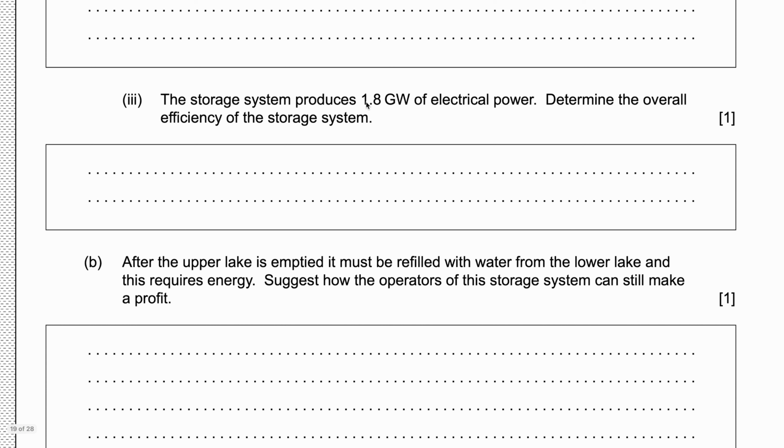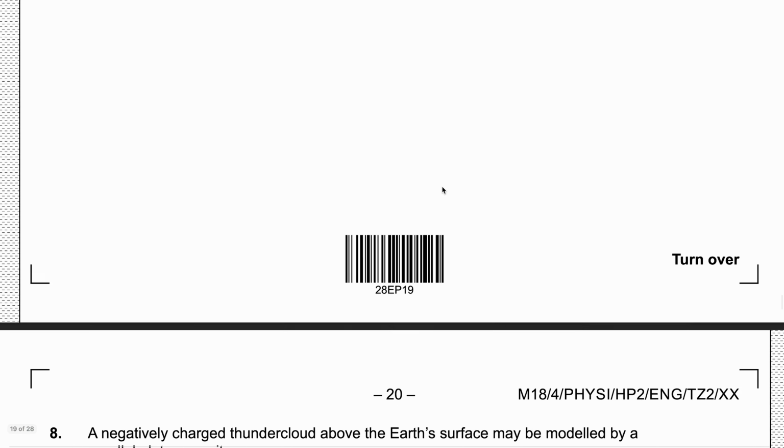Now, the storage system produces 1.8 gigawatts of electrical power. So efficiency is your output, 1.8 divided by 2.5 times 100, and you will get a value of 72%. Not bad. Alright, that's it.